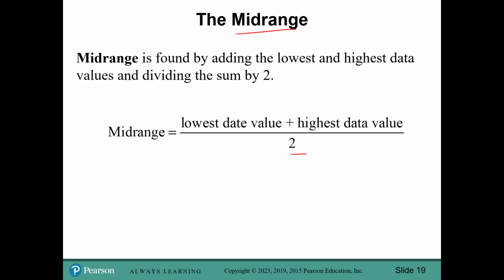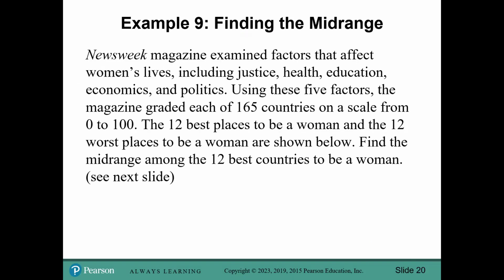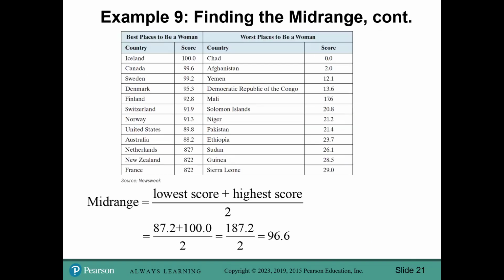So an example of that: Newsweek magazine examined factors that affect women's lives, including justice, health, education, economics, and politics. Using these 5 factors, the magazine graded each of 165 countries on a scale from 0 to 100. The 12 best places to be a woman and the 12 worst places to be a woman are shown below. Find the mid-range among the 12 best countries to be a woman.